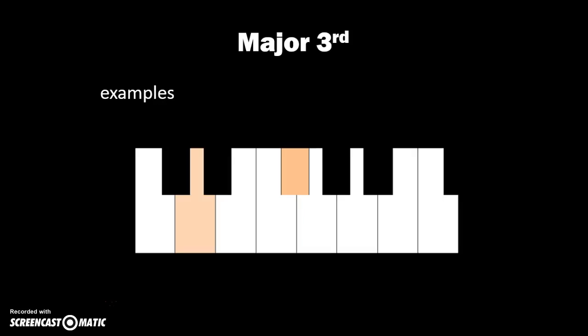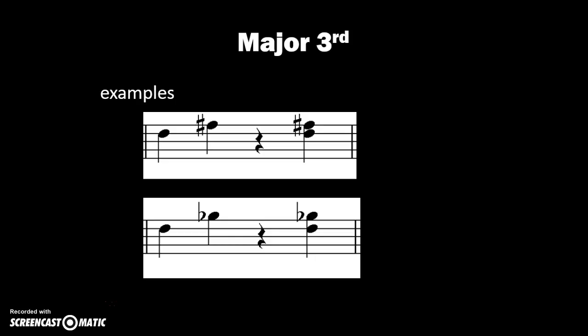On the piano keyboard, it looks like this, up 4 of those keys from D. And on the staff, we've got D to F sharp. Again, in the bottom example, which is improperly written as a major third, even though it sounds exactly the same, that's written as a fourth, right? A D to a G flat. We want to keep it a major third for our writing purposes, so the top one is correct, D to F sharp.